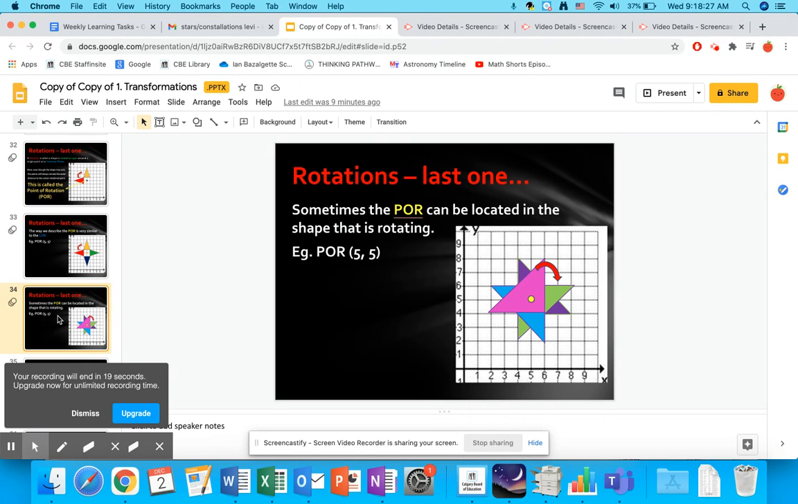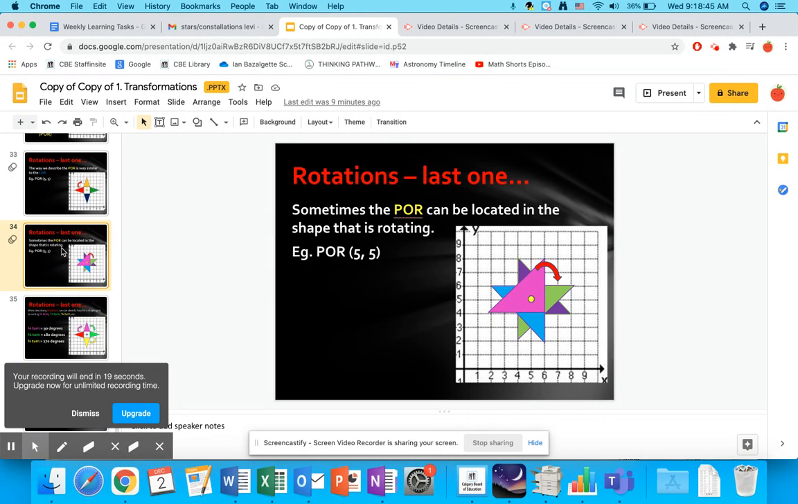So sometimes the point of rotation, so where it's located, can actually be within the shape itself. So you'll see that the original triangle is this purple, pinkish one right here, and then the point of rotation is actually inside of it. So all the new shapes look all wacky and kind of overlapping.